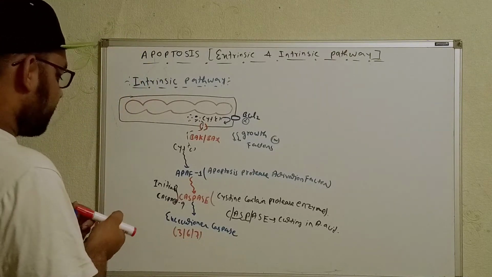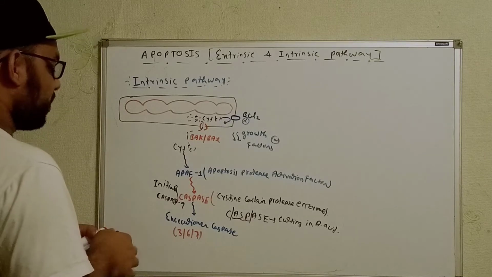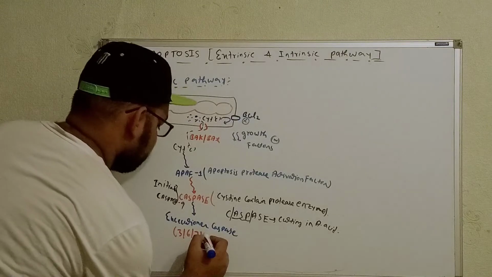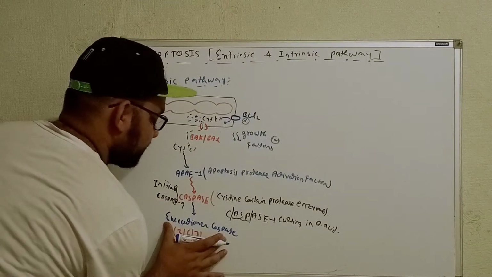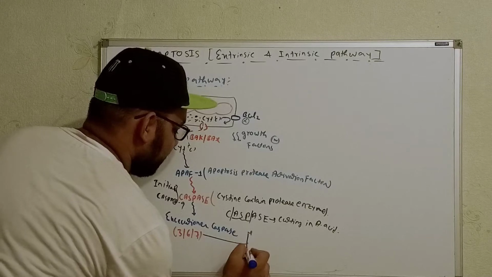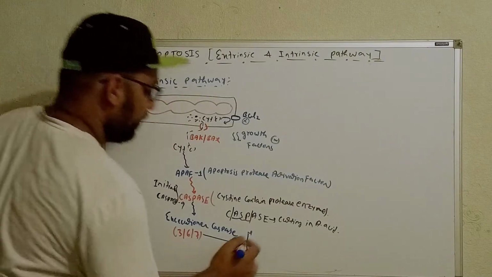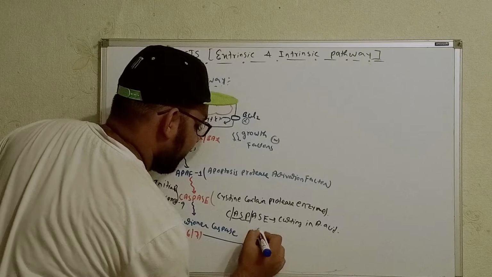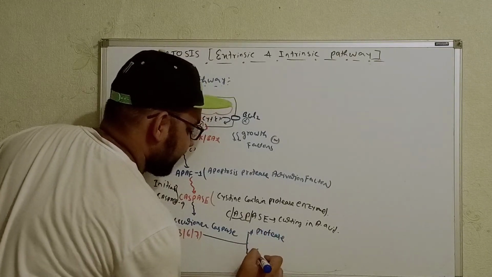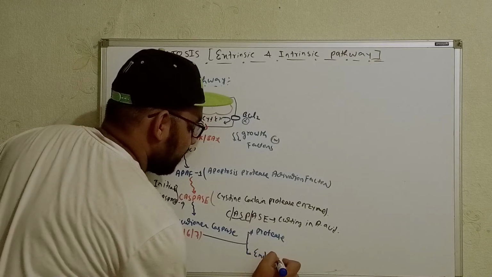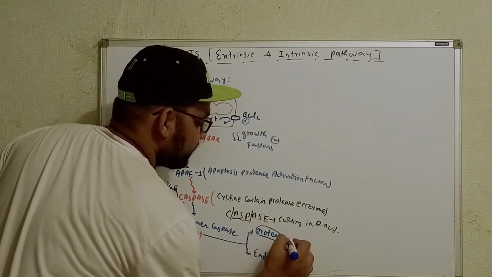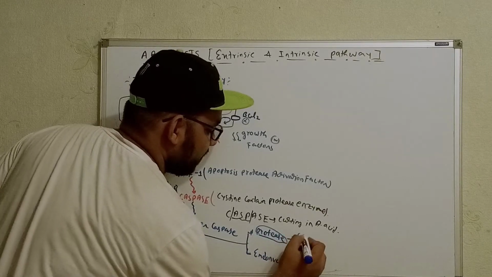Now this type of caspase can activate two types of enzymes. One is protease, another is endonuclease. So whenever we see this executioner caspase, they will activate the protease. Along with that, they can activate the endonuclease. So whenever they activate the protease enzyme, they will destroy the structural proteins of the cell.